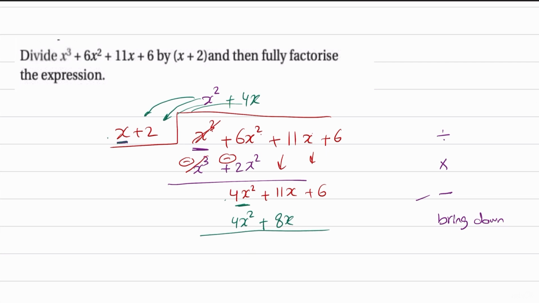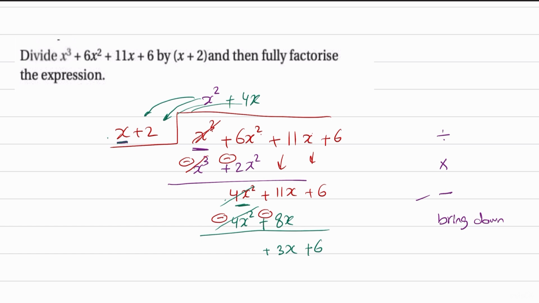Then draw a line. You need to change the sign to subtract. This is negative, positive becomes negative. Now collect the common terms. So we come up with 4x power 2 minus 4x power 2 gone. 11 minus 8, which equals 3x plus 6. This is the second step.